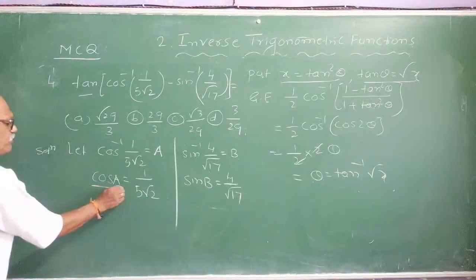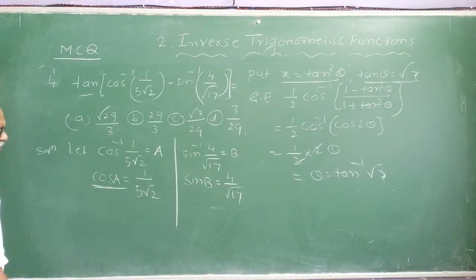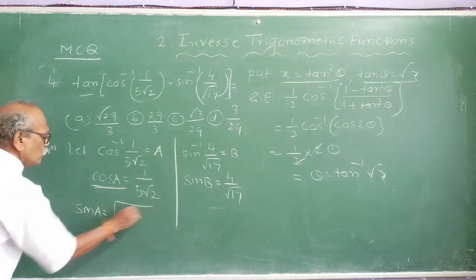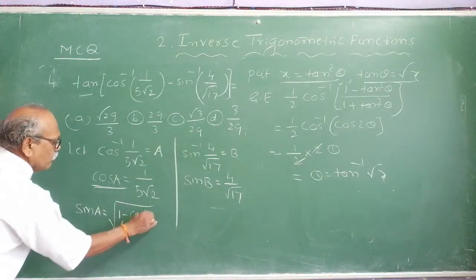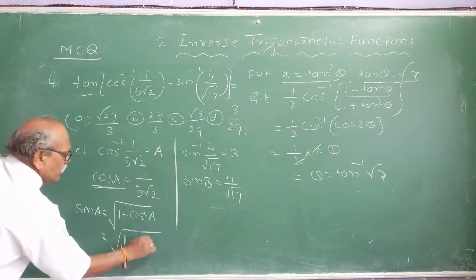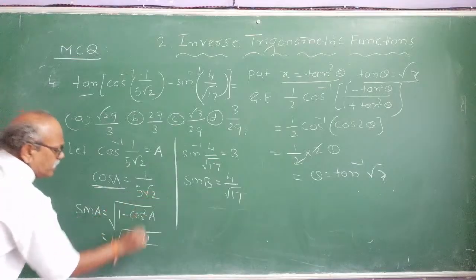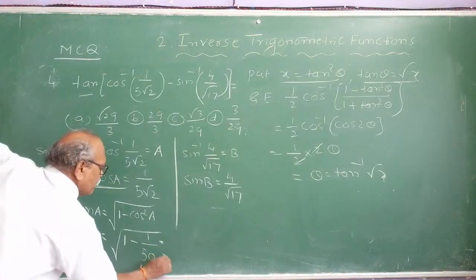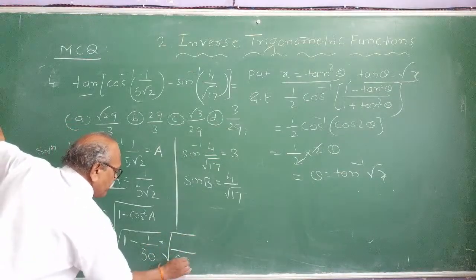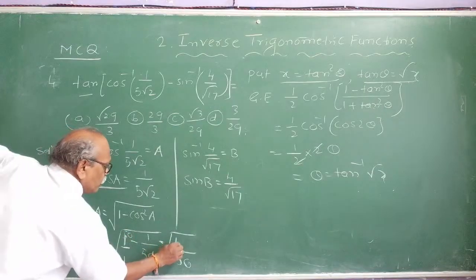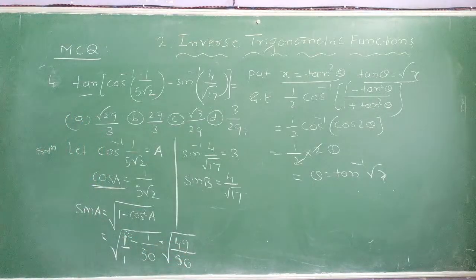Once you are given cos A, can you get sin A? Sin A can be written as root of 1 minus cos square A. That is root of 1 minus 1 upon 5 square, which is 25, 2 times is 50. After taking LCM, you will get 50 here, 1 into 50, 50 minus 1 is 49. Are you getting me? Then what will be sin A?